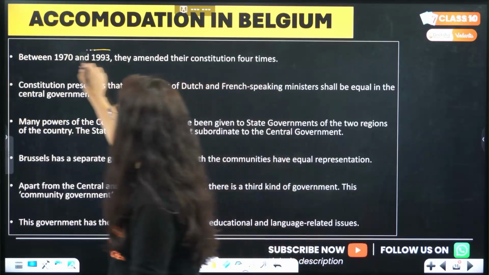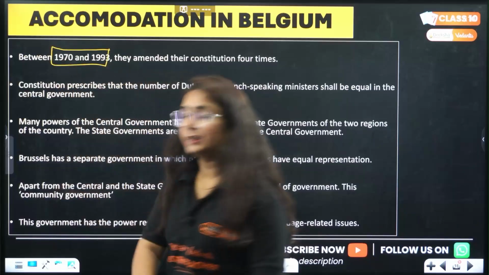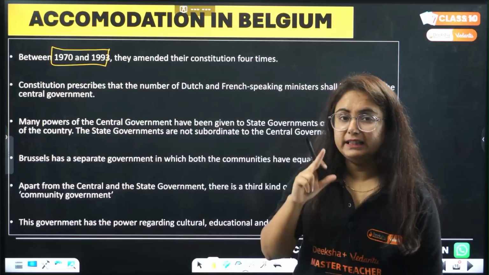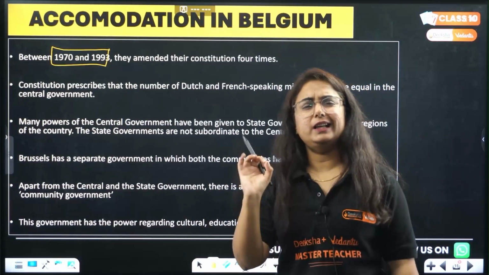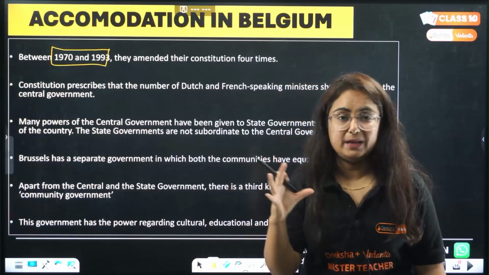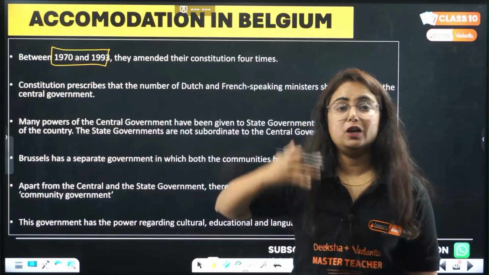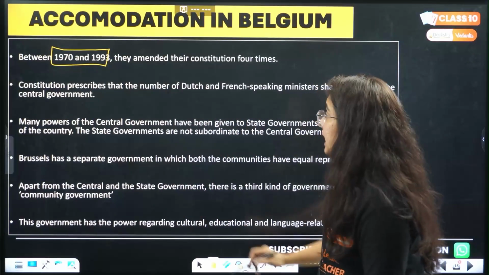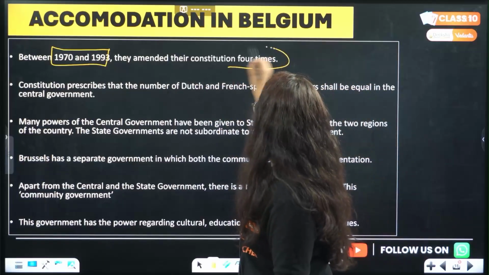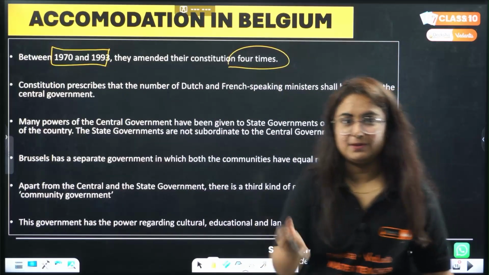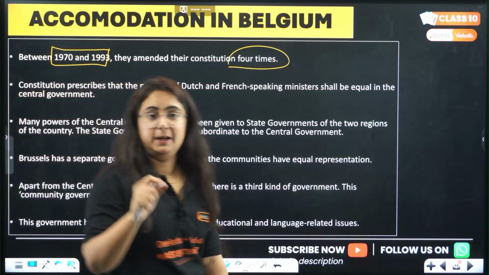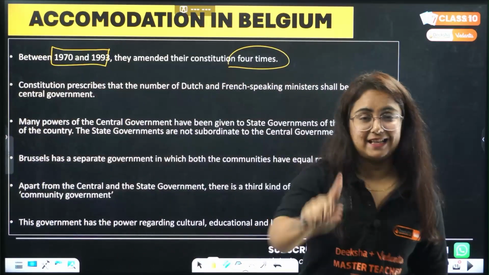Between 1970 and 1993, this 23-year time frame, what changed in their constitution according to the needs and demands of the people? They amended their constitution 4 times. MCQ. How many times? 4 times. Between which period? 1970 to 1993.